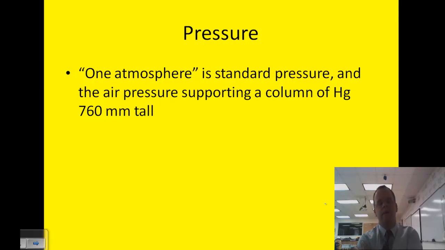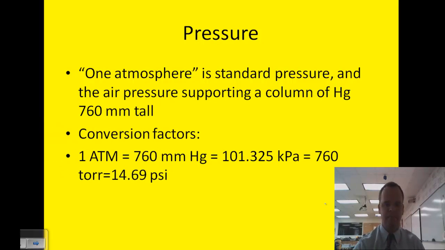Now, we refer to one of our standard units of pressure as an atmosphere. Since we are on Earth, the atmosphere exerts 760 millimeters of pressure. It pushes a column of mercury 760 millimeters up into the air. That gives us two of our common pressure units. There are actually 5 that we are going to work with. 1 atmosphere is equal to 760 millimeters of mercury.